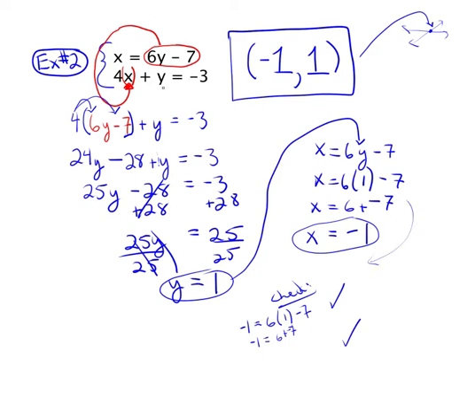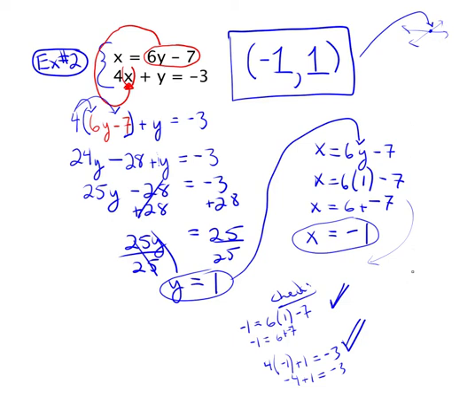So we want to check that other equation just to make sure that it is true for that one, because that's where the error will show up. So 4 times x, which is our -1, plus 1 should equal -3. So that would be -4 plus 1 equals -3, and that does check out. Great, so these two checks mean that this coordinate pair makes both of these equations true, which means that that is the point of intersection where they cross.